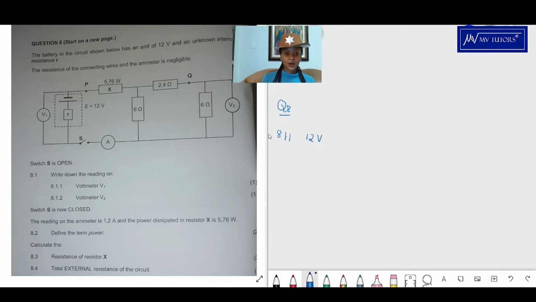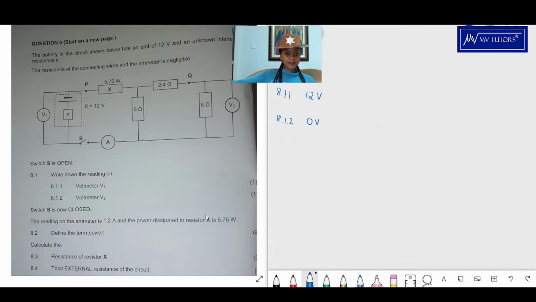And there's only voltmeter V2. Because there is no current when switch S is open, for 8.1.2, voltmeter V2 will be 0 volts. Remember V is equal to IR. There is no current flowing because switch S is open. But as soon as it is closed, you will get a reading, and V1 won't be 12, it'll be something less. Now they tell us that switch S is closed, so that changes things. There's current flowing, V2 will have a reading, and we are yet to see how that changes.